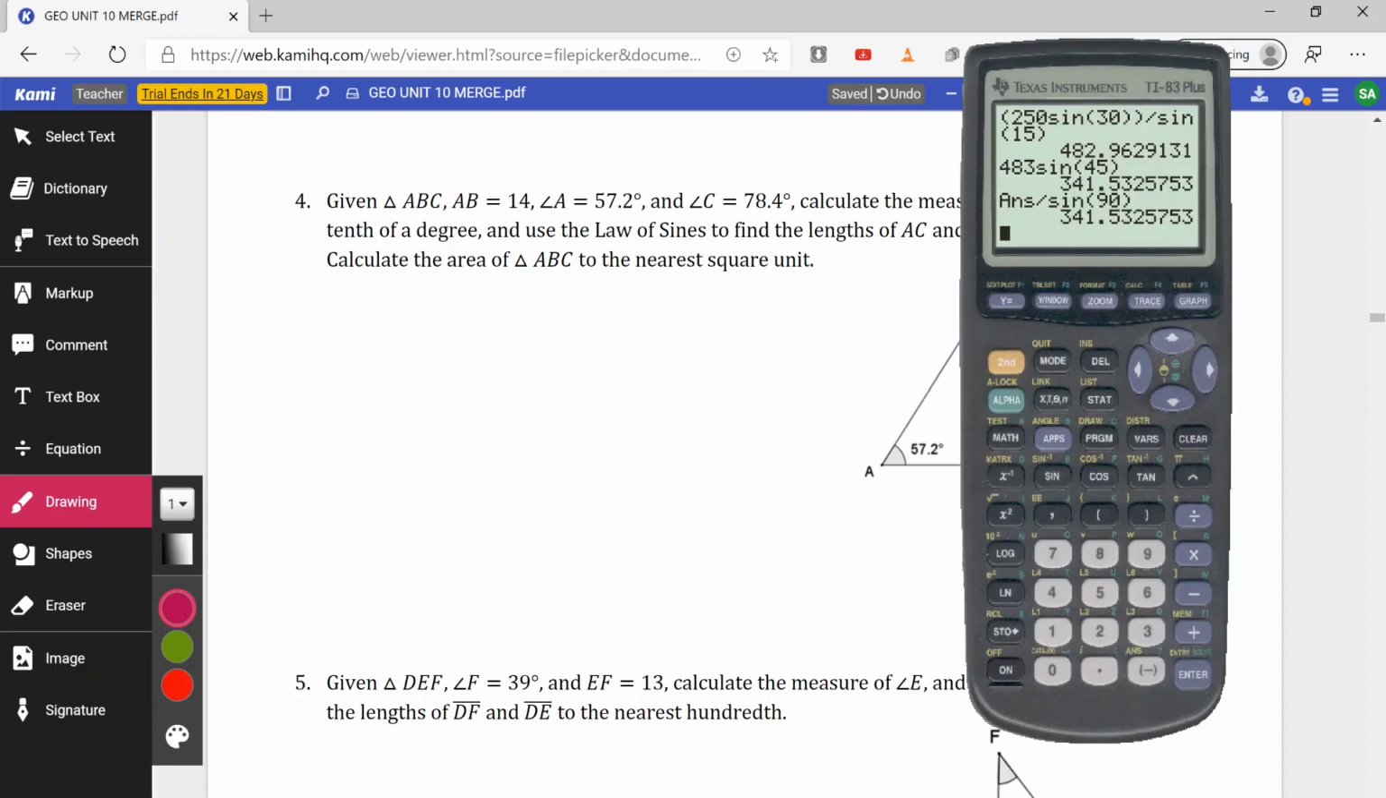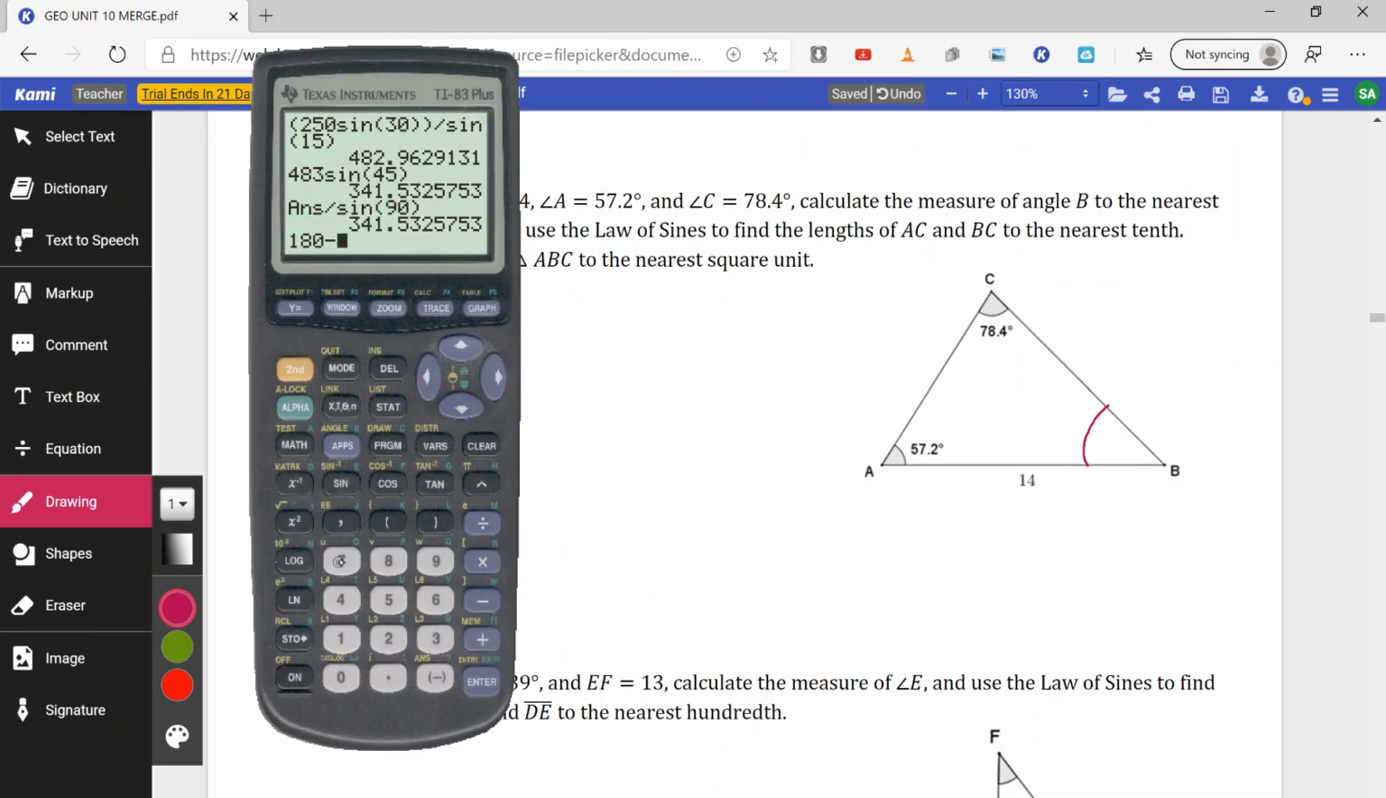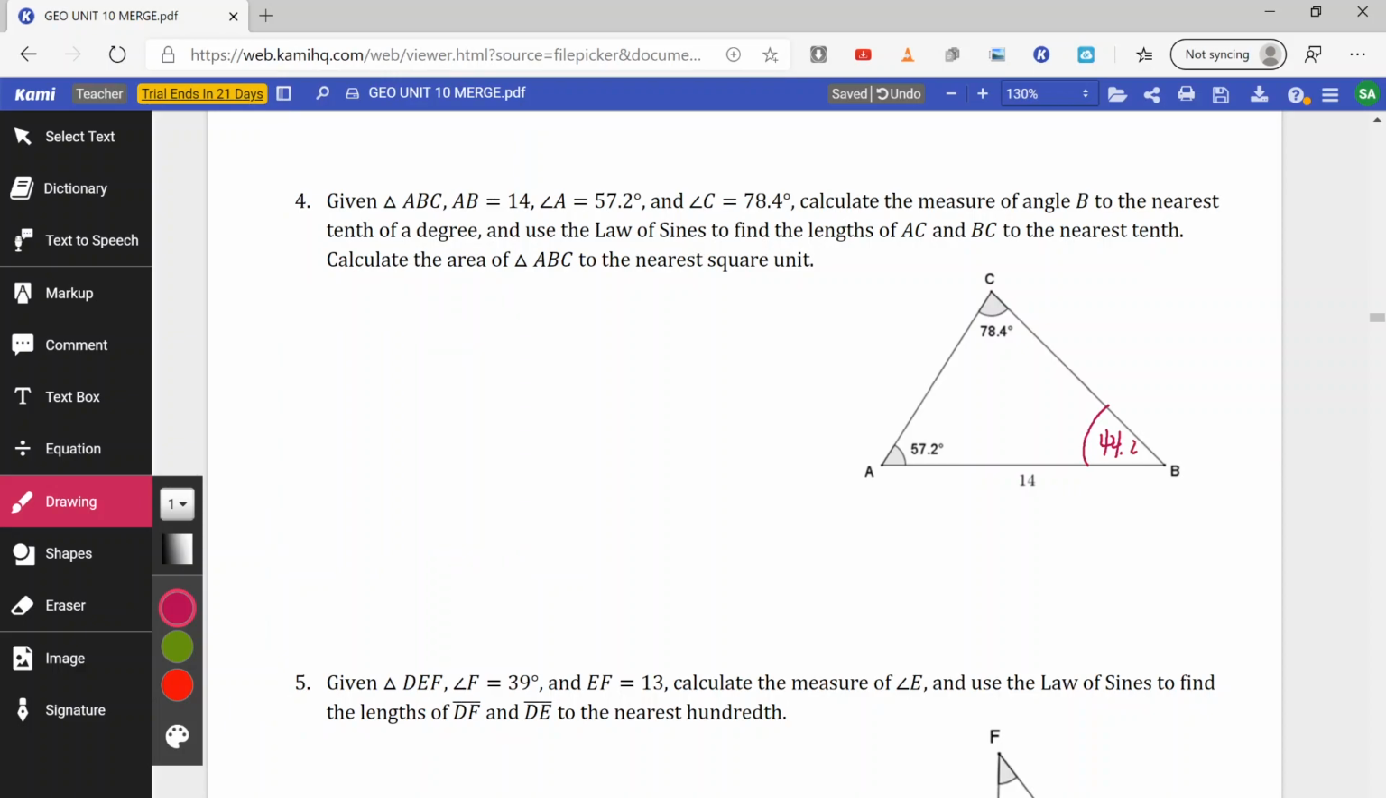So 180 minus 78.4 minus 57.2 means our third angle is going to be 44.4 degrees. So we're going to use the law of sines to find our missing sides. Right now we have angle C and the side opposite, so that's going to be one of our ratios. And then it really doesn't matter which of the other two we use to find B or A first. A comes first in the alphabet, so let's find side A first.